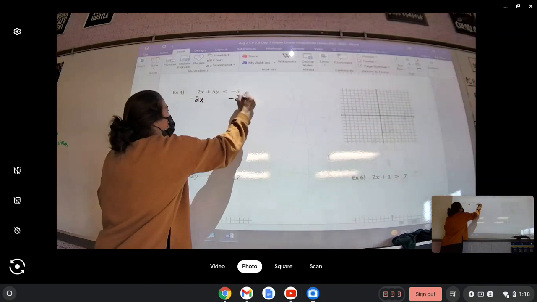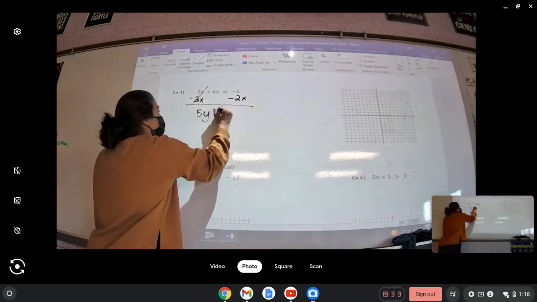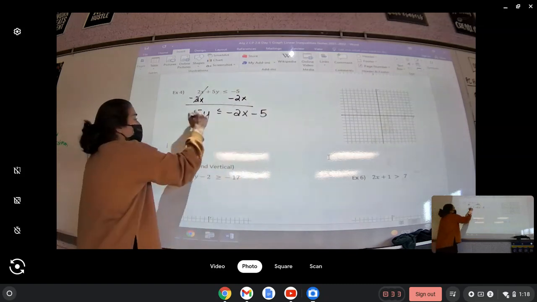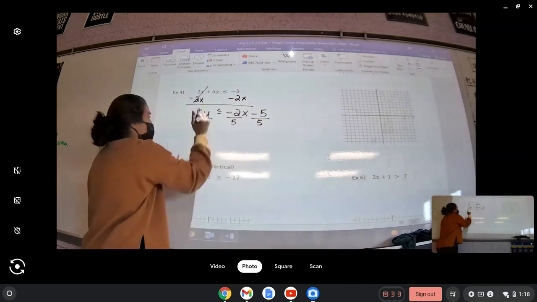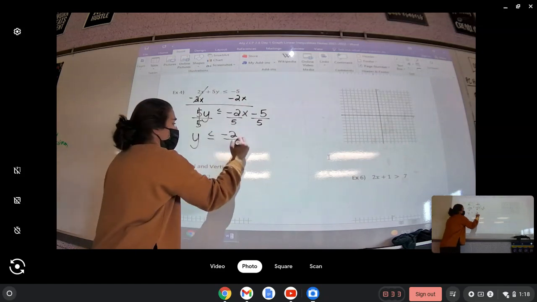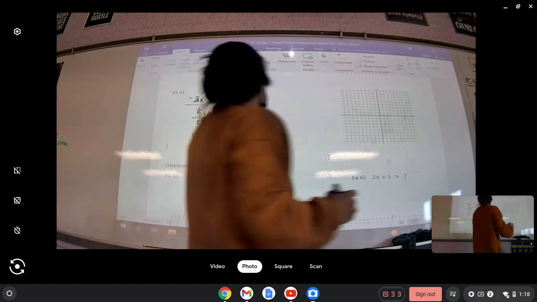We're going to get y by itself. You are dividing by a positive 5, so no reason to flip. What's up, Kayla? Want me to wait for somebody to come back? Okay. Y is less than or equal to, that does not divide or reduce, so we leave it. And then minus 1. Hopefully we're not having any trouble graphing.